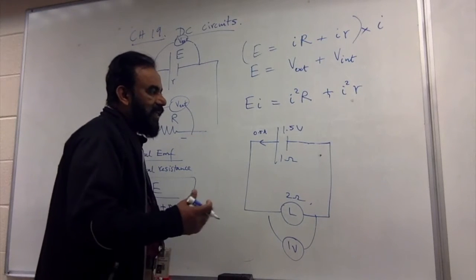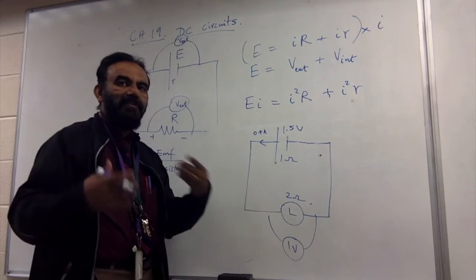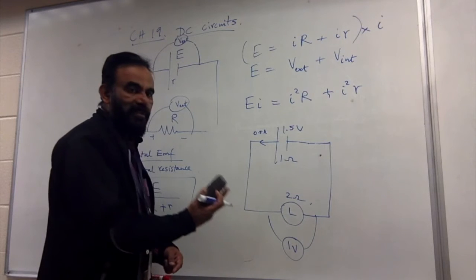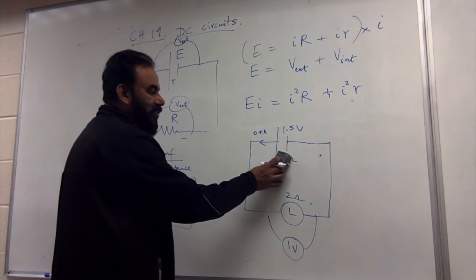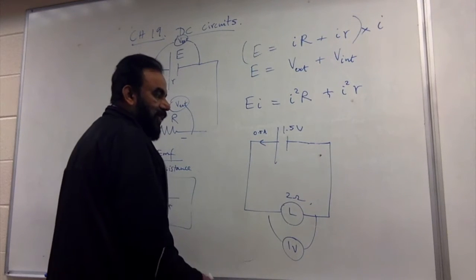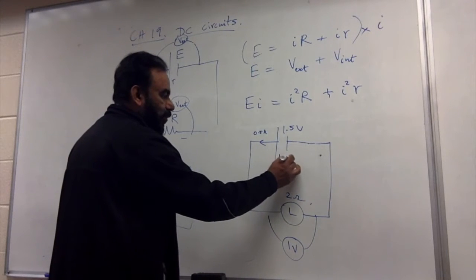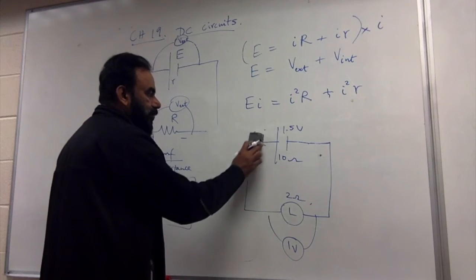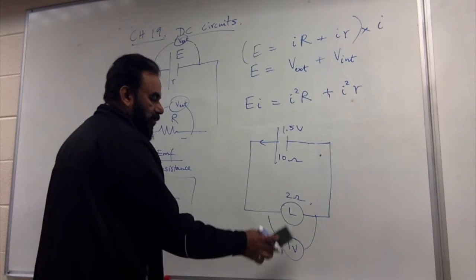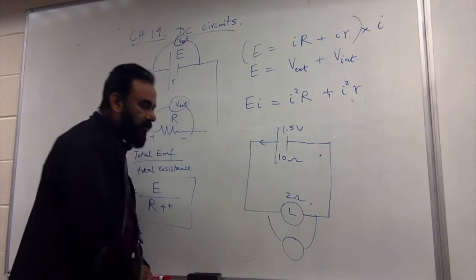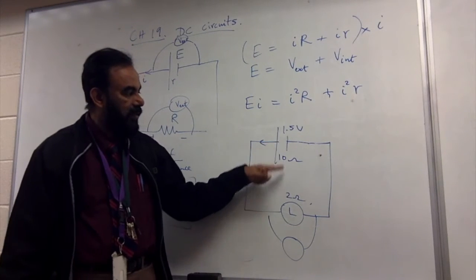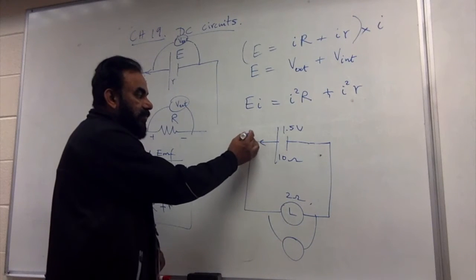But let's say you kept using it for a long time, and what happens because of usage? The internal resistance will increase. Let's say the internal resistance went up to 10 ohms. If the internal resistance went up to 10 ohms, what is the current now?